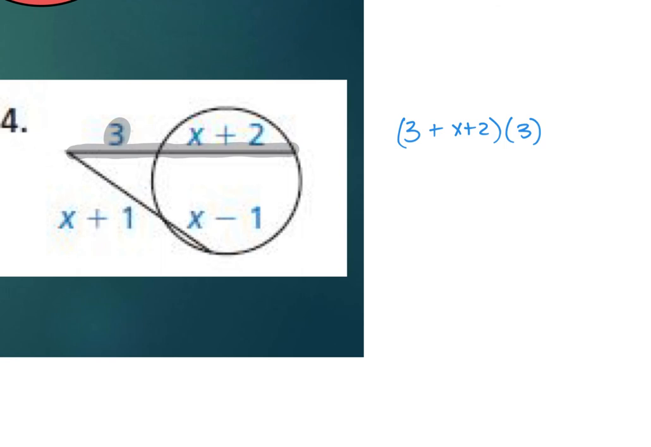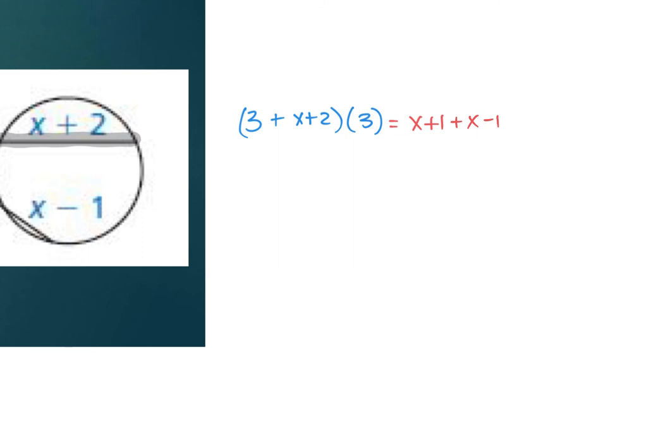And then do x plus 1 plus x minus 1, times x plus 1. Mm-hmm. So let's go ahead and simplify. The 3 and the 2 will combine to give me 5. So it'll be x plus 5 over here times 3 equals, and then we're going to get 2x. Because positive 1 and minus 1 are going to cancel, and then times x plus 1.